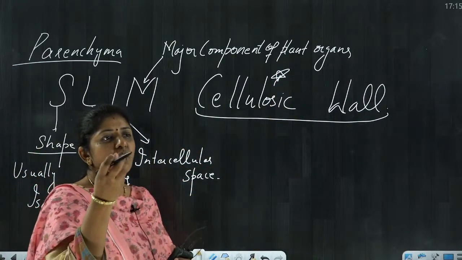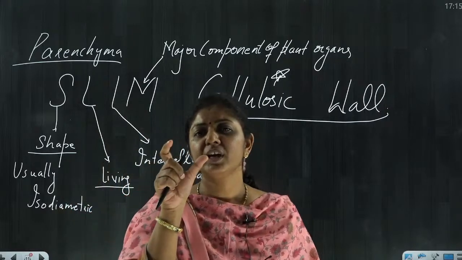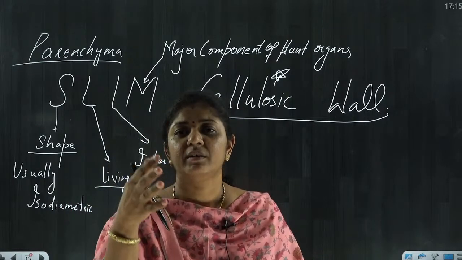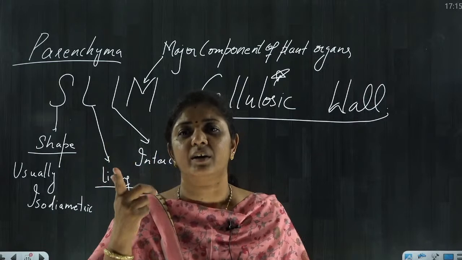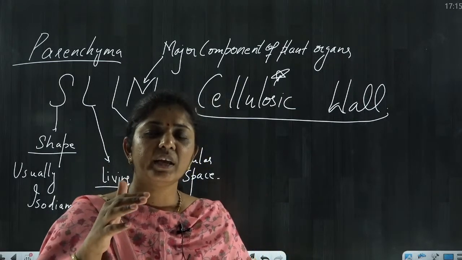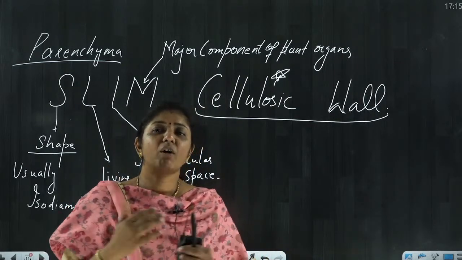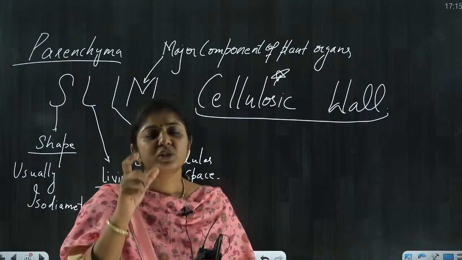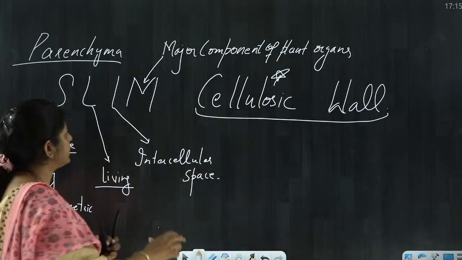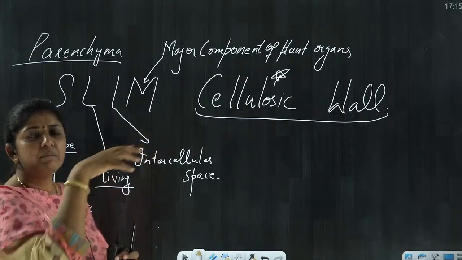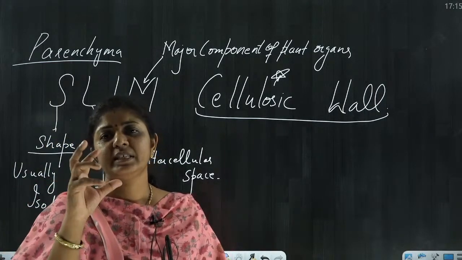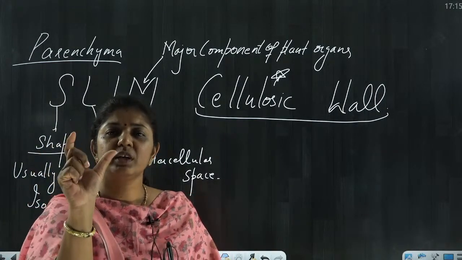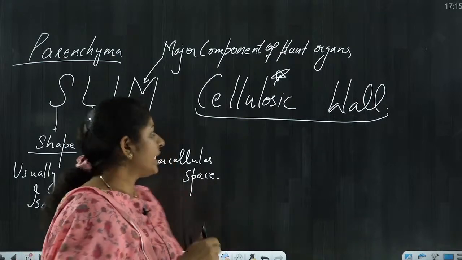So this is a sort of mnemonic. Mnemonic means a shortcut, a trick to learn everything in one trigger. So this is one of the things that we will teach you, how to make things easy. So, slim cellulosic wall. Slim, why did we keep the term? Because slim means they have a thin cell wall. That's why we use the term slim. Clear? I hope so.